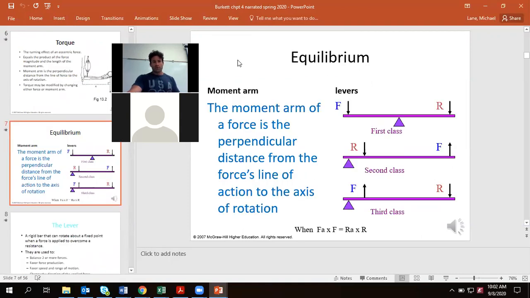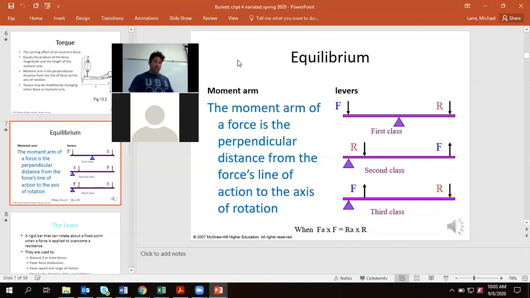Now, levers is what Zach brought up. We've got three different classifications of levers. A first class lever is where the force we're producing is on one end, the fulcrum, the point about which we're moving, is in the center, and then the resistance is on the opposite side. A great example of this is a seesaw. We then have a second class lever. This is where we have the fulcrum on one end, the force we're producing on the other, and the resistance in the center. A great example of this is a wheelbarrow, if any of you guys have ever used one.